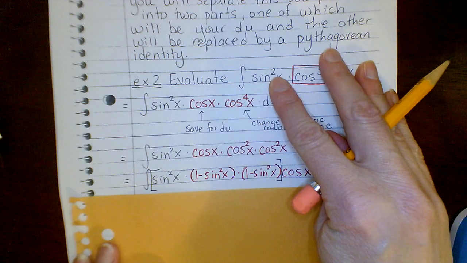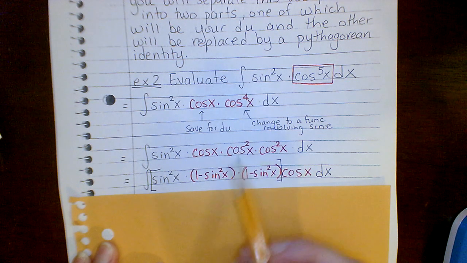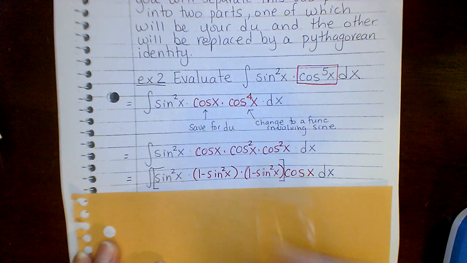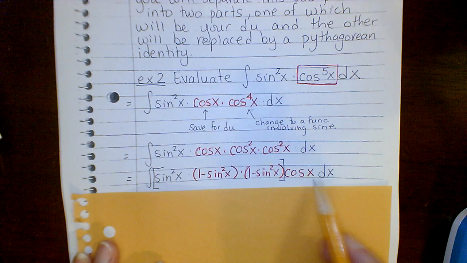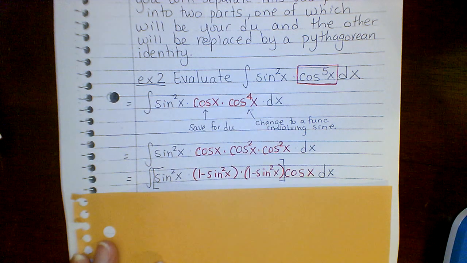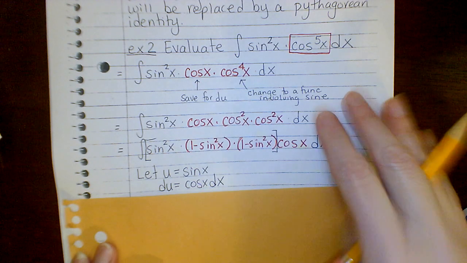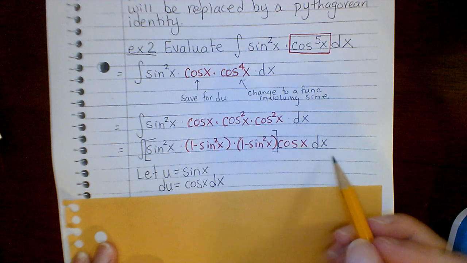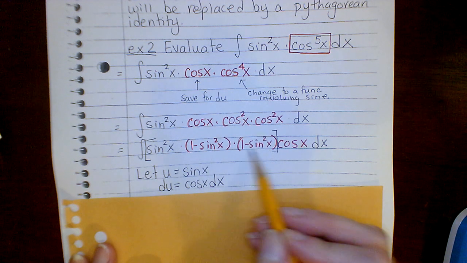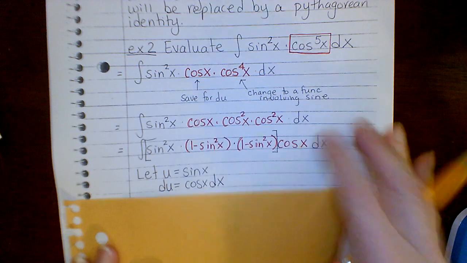Alright, so using that Pythagorean identity, cosine squared is 1 minus sine squared, cosine squared, 1 minus sine squared, and I just threw this cosine x out here just because I know I'm about to make my substitution, and I just kind of wanted it grouped over there because all that's going to be my du. Okay, so I'm going to let u be sine x, so du is cosine x dx. So this is going to become, of course, a u squared, a 1 minus u squared, another 1 minus u squared, du.